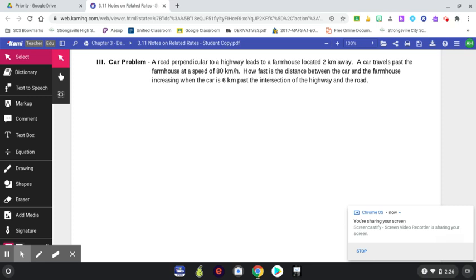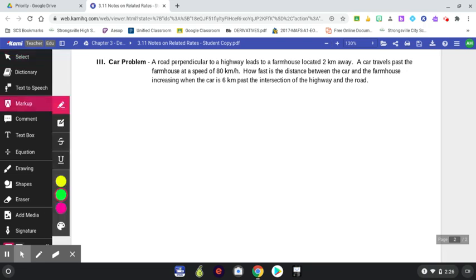All right, I'm back with problem 3, still talking about related rates. And in this particular problem, we are going to talk about cars. A road perpendicular to a highway leads to a farmhouse located 2 kilometers away. In other words, the farmhouse is 2 kilometers away from the highway. A car travels past the farmhouse at a speed, so that would be my rate, of 80 kilometers per hour. Well, I know speed is a rate because it's comparing 2 units, right? Kilometers per hour.